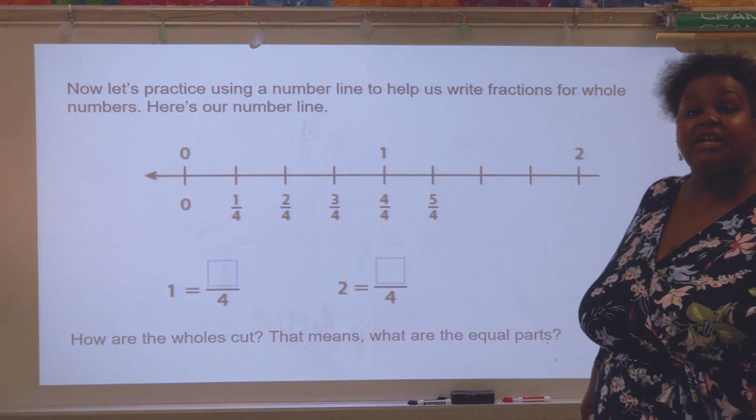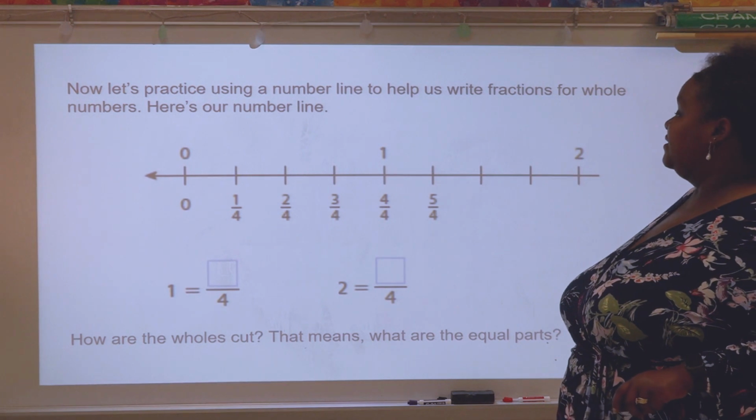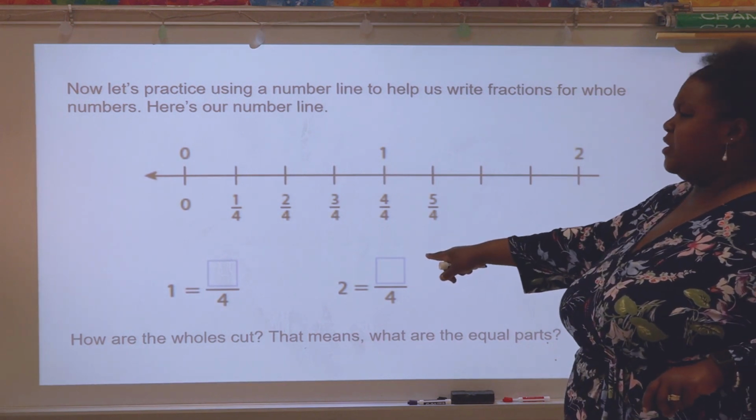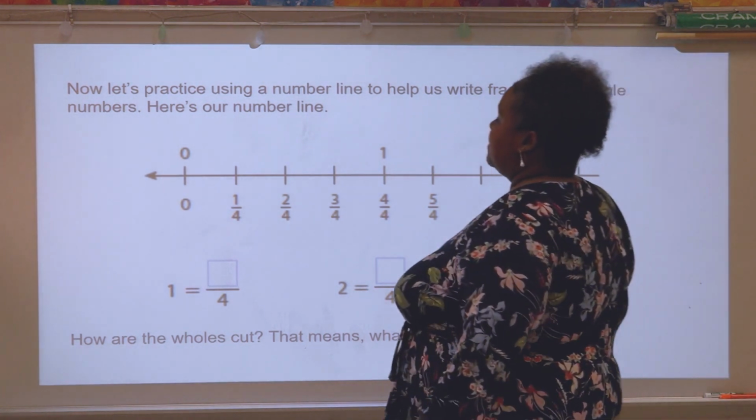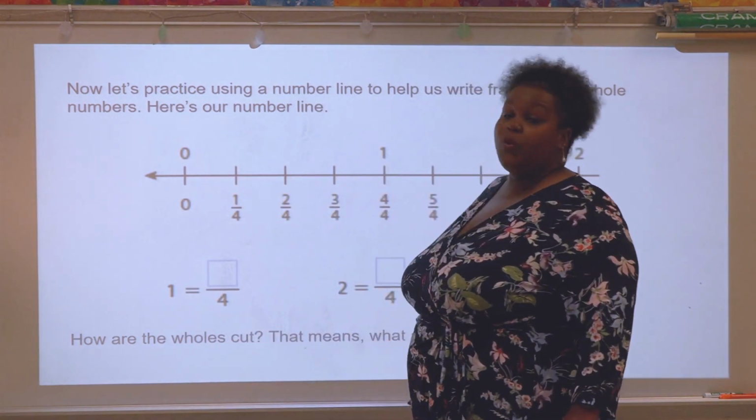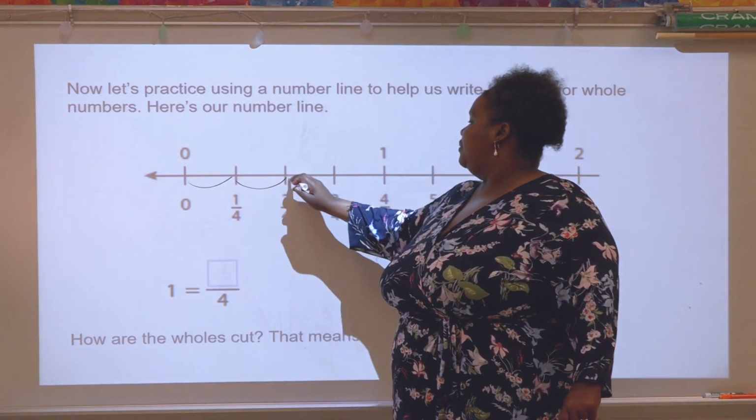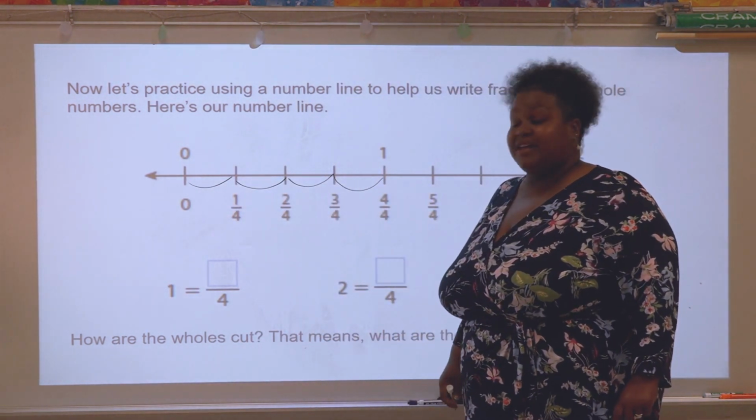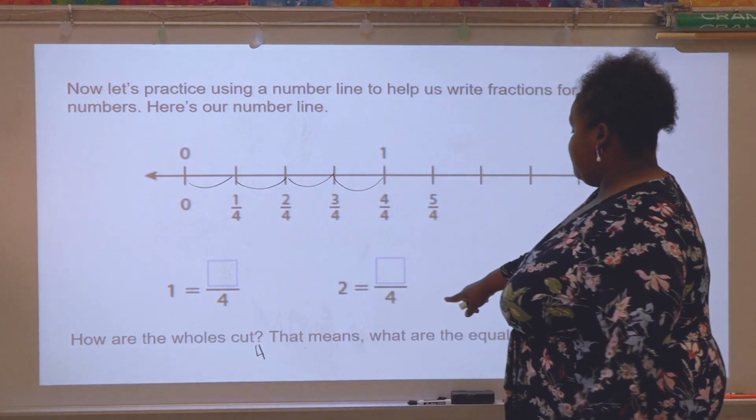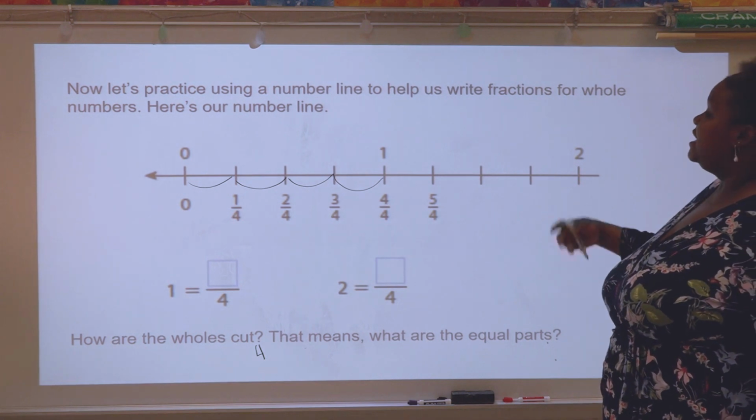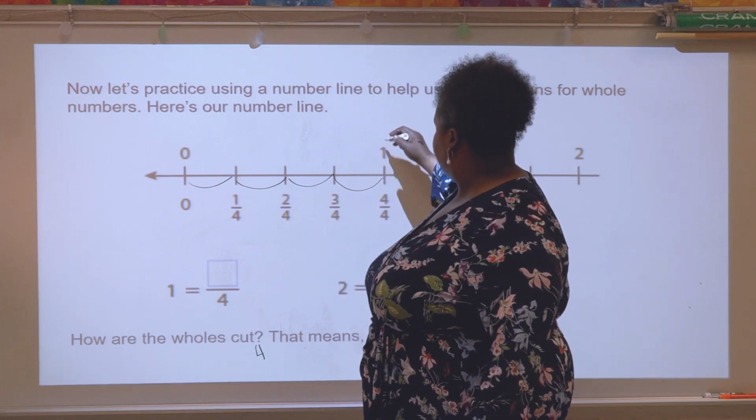Now let's practice using a number line to help us write fractions for whole numbers. Here's our number line. Again, let's answer the question at the bottom. How are the wholes cut? So I would look at my number line from the 0 to the 1. How is it cut? Let's see. 1, 2, 3, 4. It is cut into fourths. That means what are the equal parts? It is 4. So, 1 whole equals how many fourths?